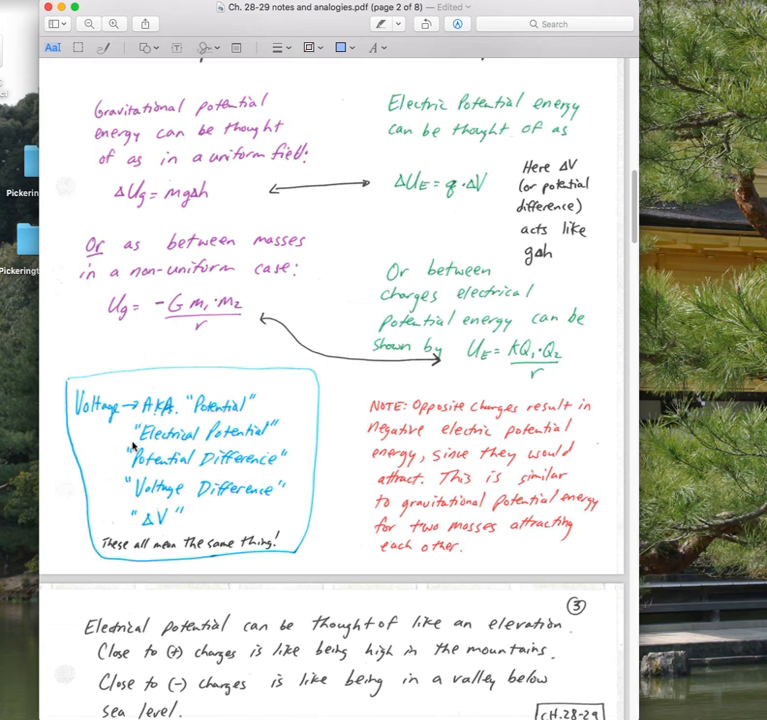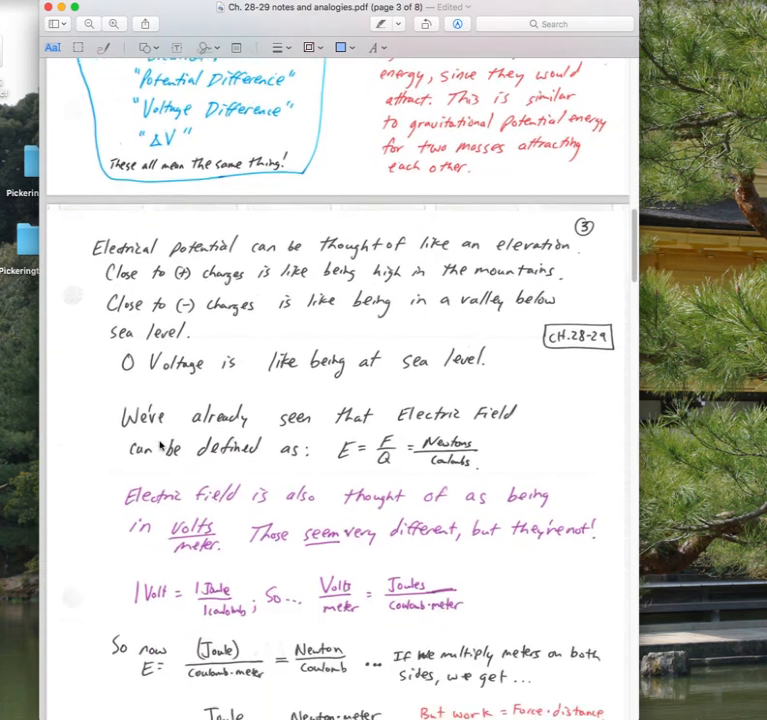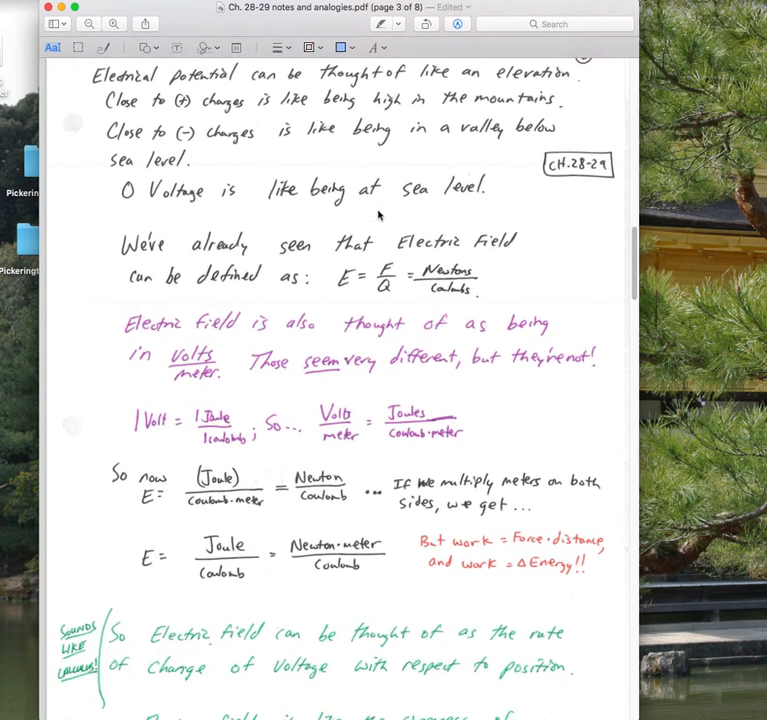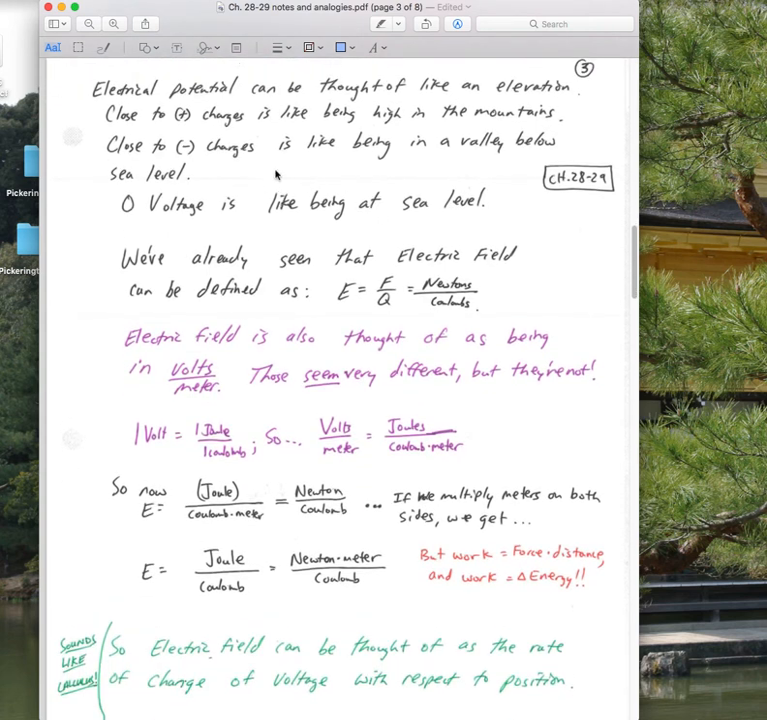These all mean the same thing, or very similar. Ooh, getting windy outside. All right. Electric potential can be thought of like elevation. So this is another way where I think the analogy with gravitation and electricity is going to be very useful.